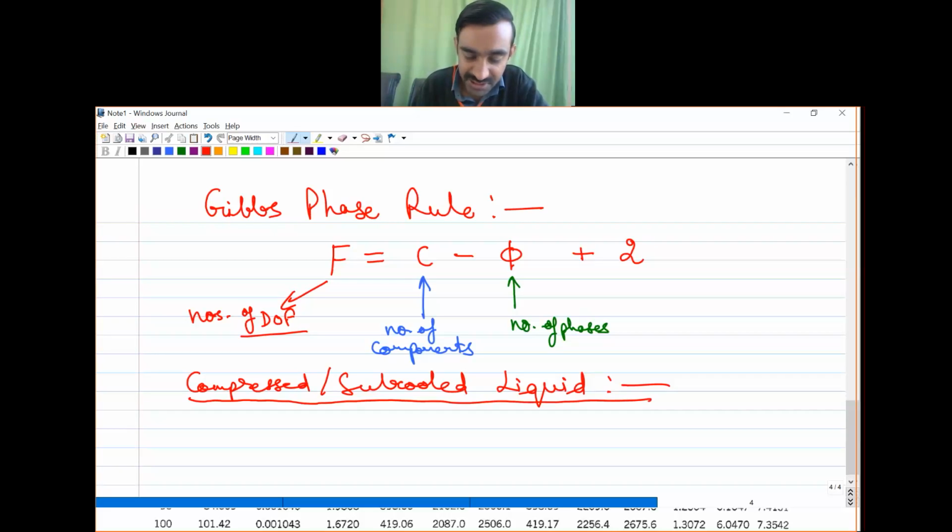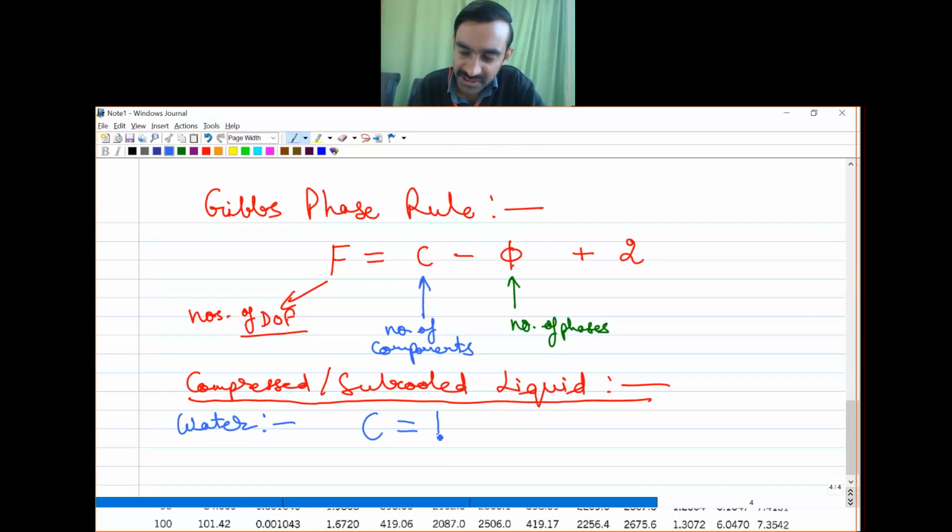Okay, so if I take a substance in compressed liquid state, how many components will I have? Let me consider that I have water only as a substance. Water has only the H2O molecule. So when I am taking water as the substance, the number of components in my system is equal to 1.